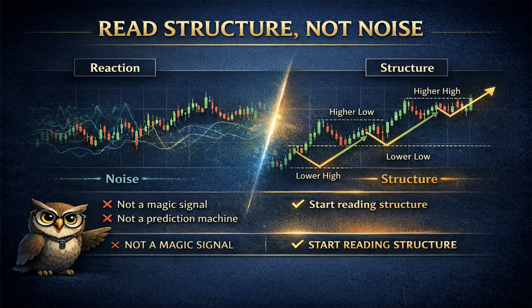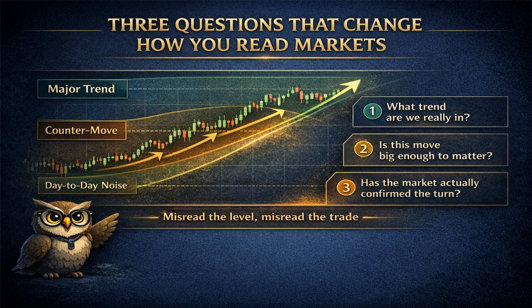That is exactly where Dow theory still matters. Not because it gives you a magic signal, not because it predicts every move, but because it forces you to stop reacting to noise and start reading structure. If you don't know the difference between a major trend, a temporary counter move, and day-to-day noise, you'll keep buying corrections, shorting recoveries, and getting trapped by moves that never had enough confirmation in the first place.